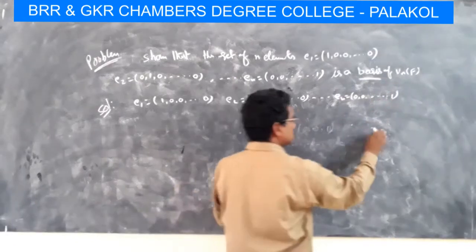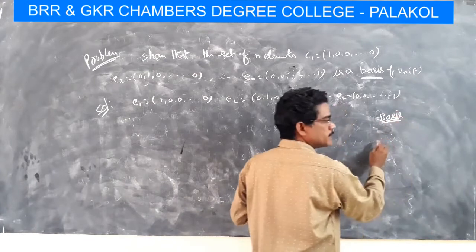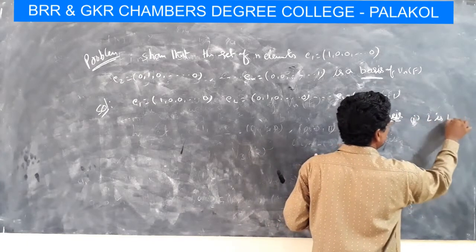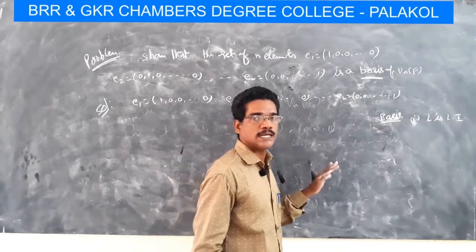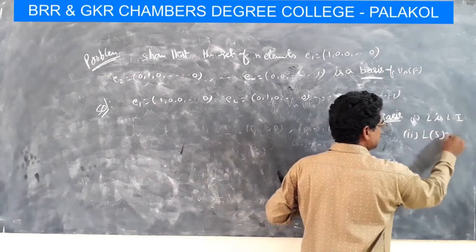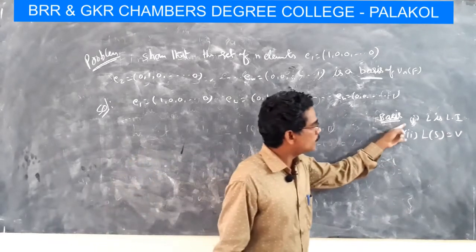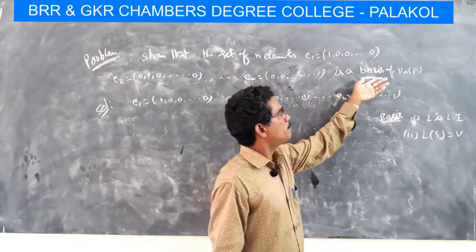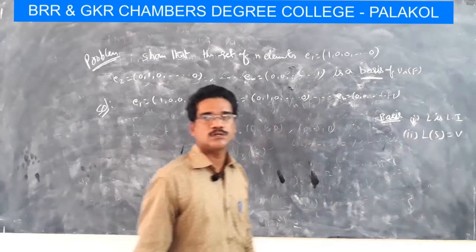First of all, what is the definition of a basis? Basis means, first point, S is LI, that means linearly independent. Second one is the linear span of S is V. If these two conditions are satisfied, then the n elements of a vector space form a basis. So first, S is LI, and second, L of S is equal to V.